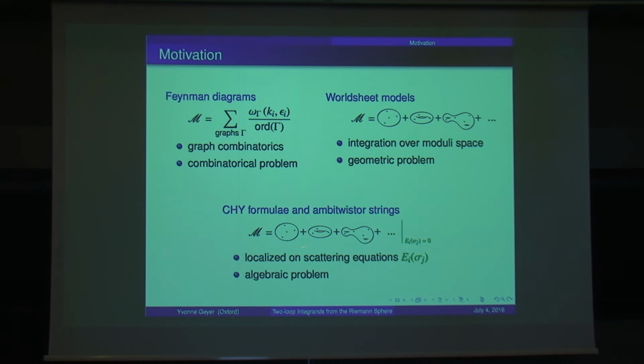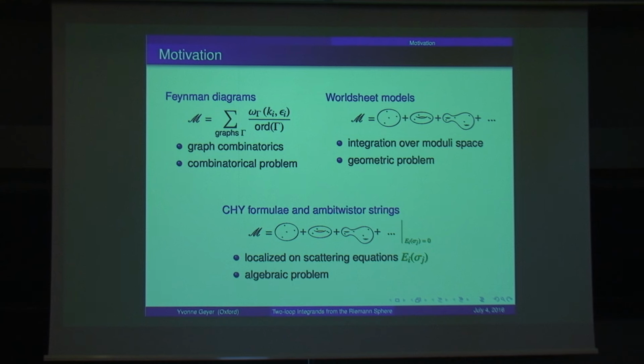And this has the remarkable property that it reformulates QFT in the same expansion over worldsheets of different genus, but remarkably, it localizes the moduli integral completely on what are known as the scattering equations. So the reason why we like these formulas so much is that this is an algebraic problem, and in general, we just know very much better how to solve algebraic problems.